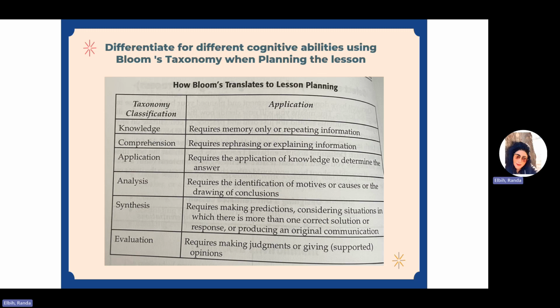The analysis requires identification of motives or causes or the drawing of conclusions because it's higher up in the scale. And then synthesis requires making predictions and considering situations in which there is more than one correct solution or response, or producing an original communication. Synthesis is basically a conversation between the different scholars about what this is or what this means. And evaluation is the highest in Bloom's taxonomy. It requires making judgments or giving supported opinions.